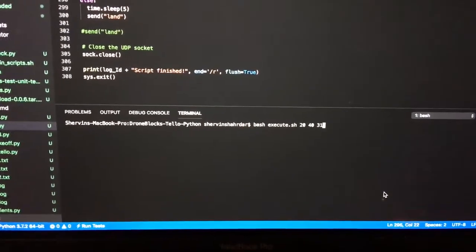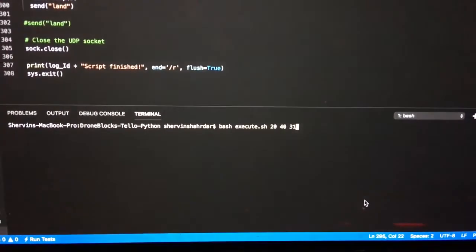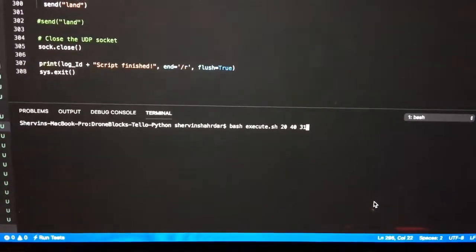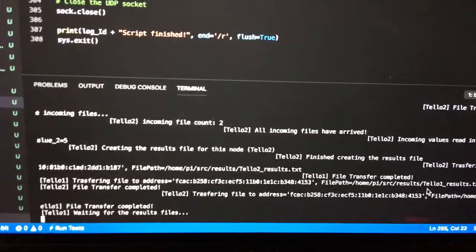Now, I have changed the input parameters to 20, 40, and 31. Upon execution, we are expecting the drone in the middle to move forward 150 centimeters. Now I'm going to execute. The calculation is taking place.